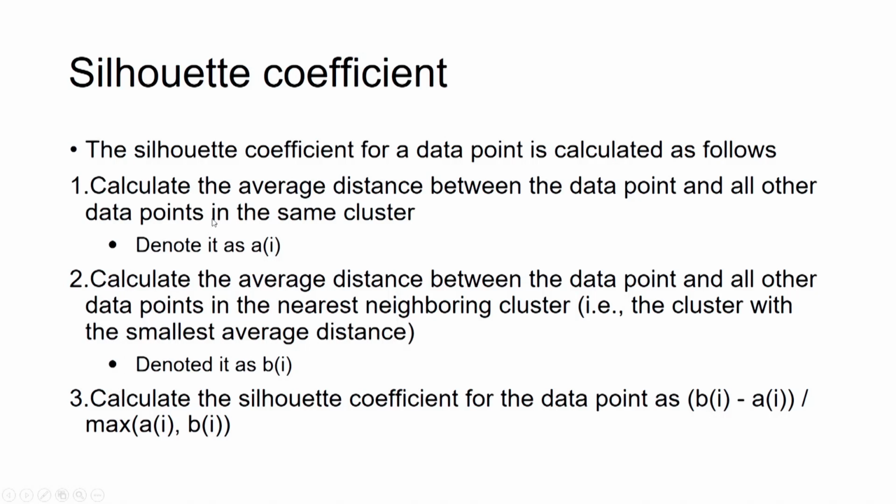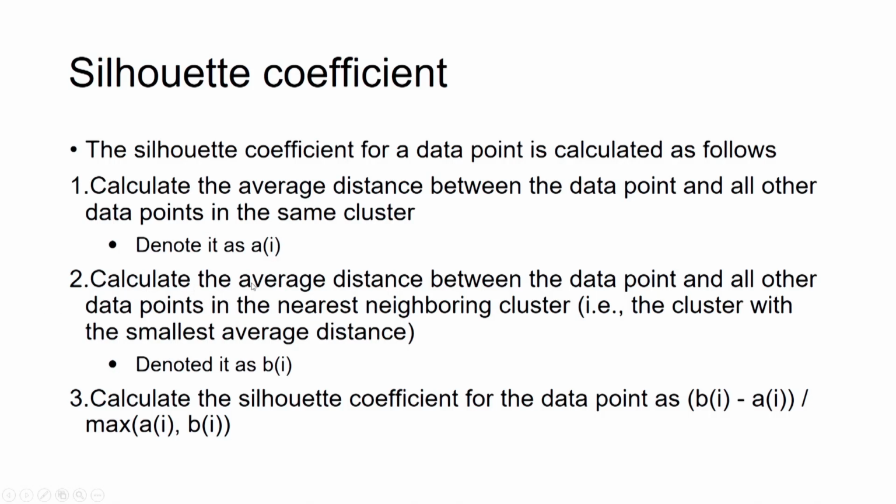In the first step, we will calculate the average distance between that data point and all other data points in the same cluster. So, suppose we are taking any one data point that is in some ith cluster. So, we will calculate the distance of that data point with all the data points in the same ith cluster, and suppose that distance we are denoting as ai.